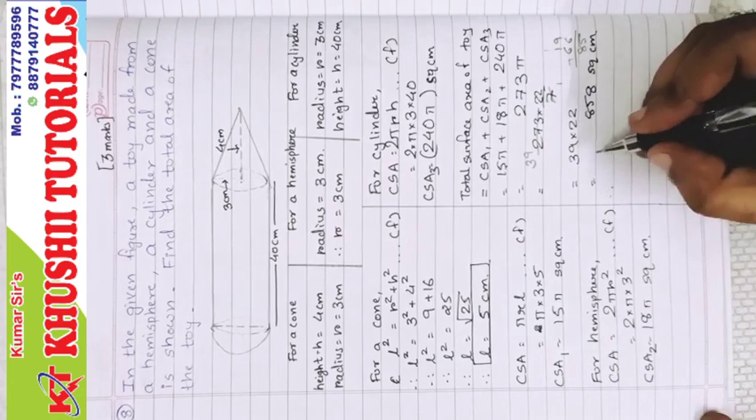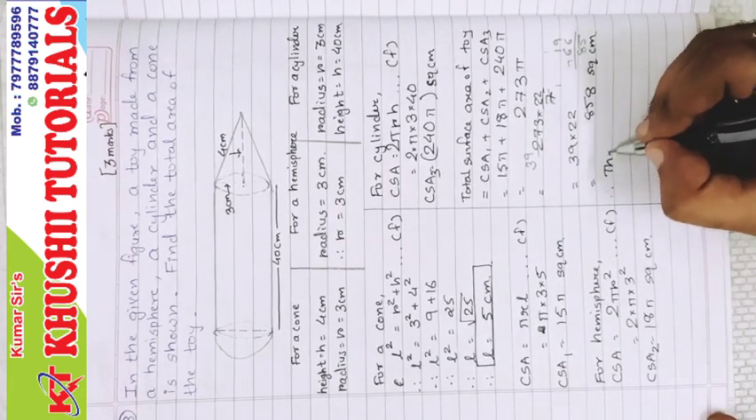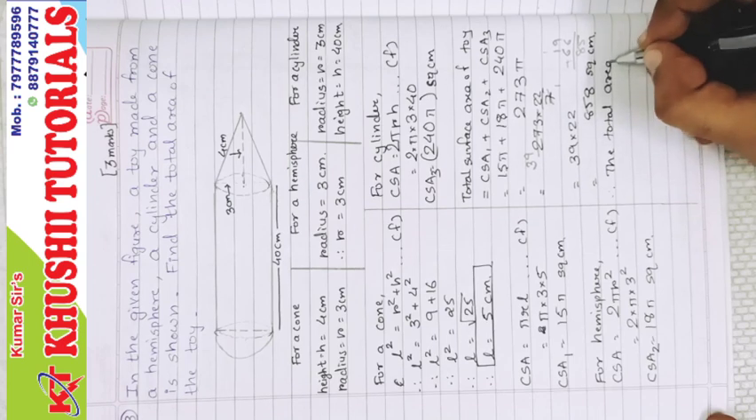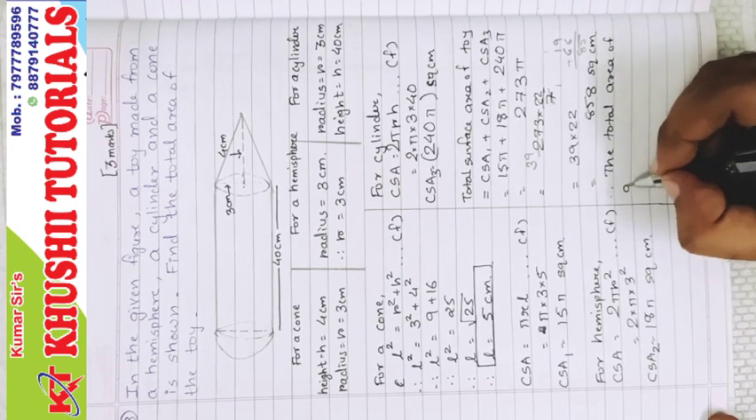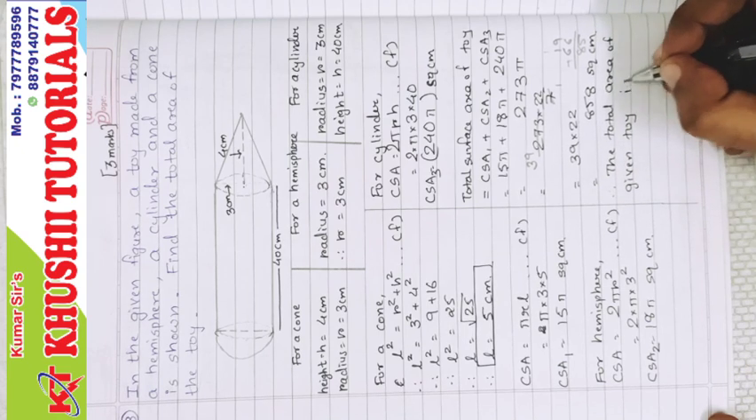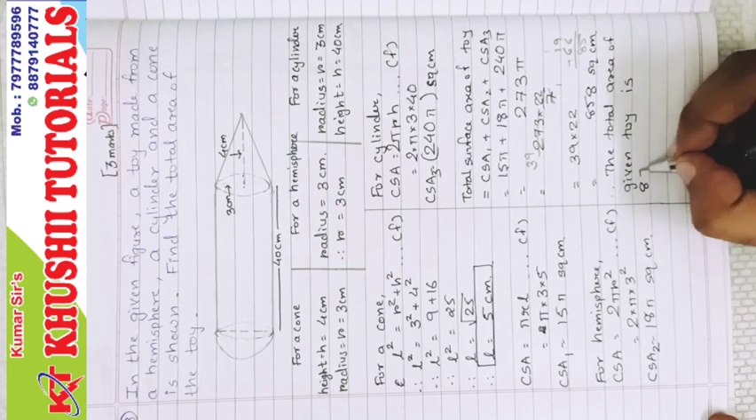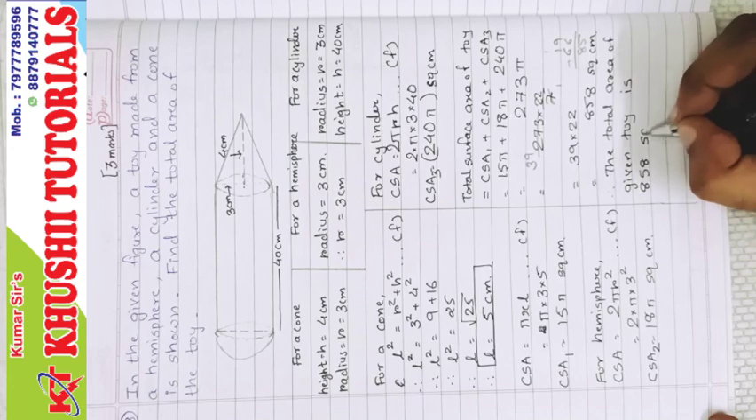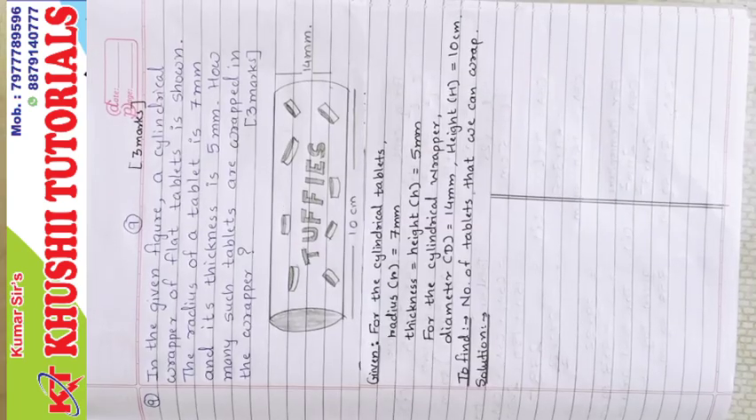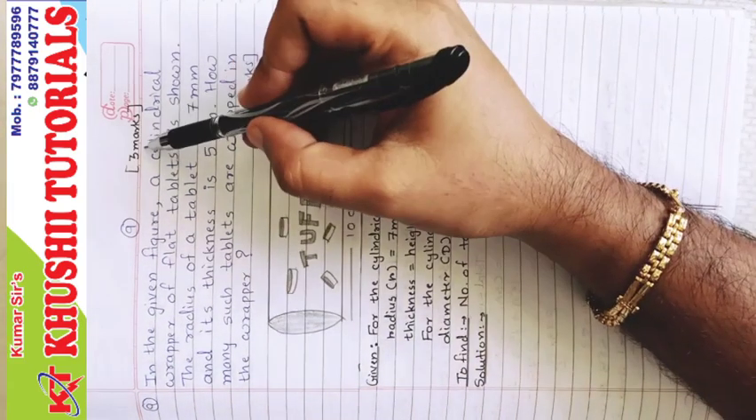Therefore, the total area of given toy is 858 square centimeter. Sum number 9, which is of 3 marks.